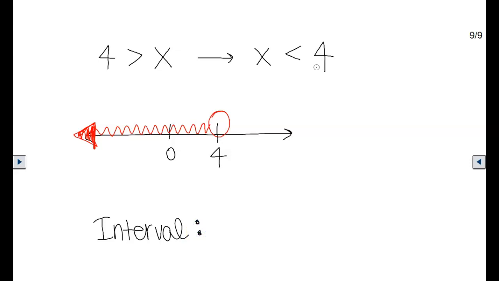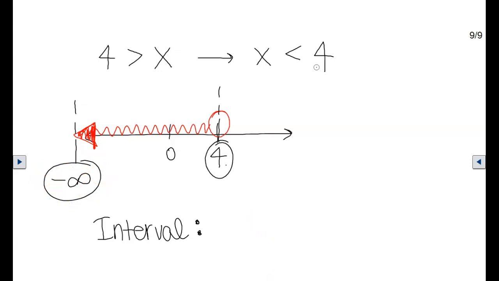Now my interval. Remember, when I go to do the interval, I want to describe this shaded area that I have just graphed, and I want to look at the endpoints. So if you're thinking in terms of your geometry from last year, this would be a ray. This end of the ray is infinite, and it's on the negative end, so this would be negative infinity. And this end of the ray is at 4. So when I write my interval, I'm going to use negative infinity and 4 to describe my numbers.